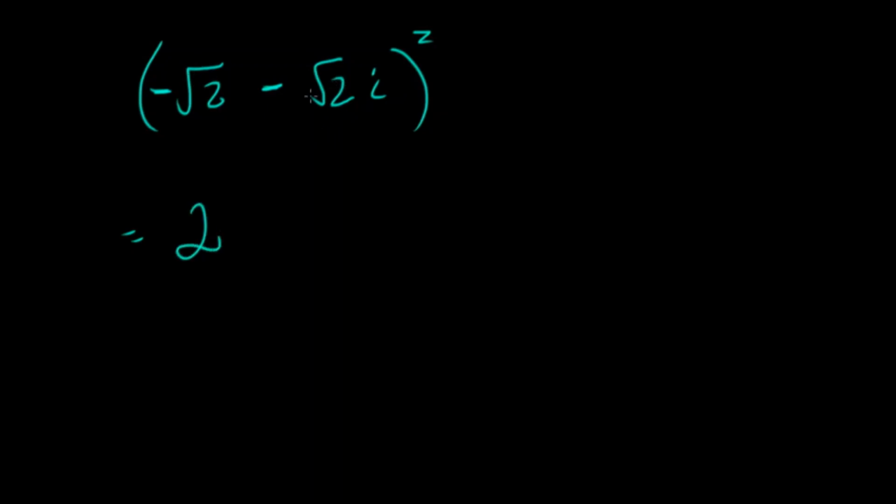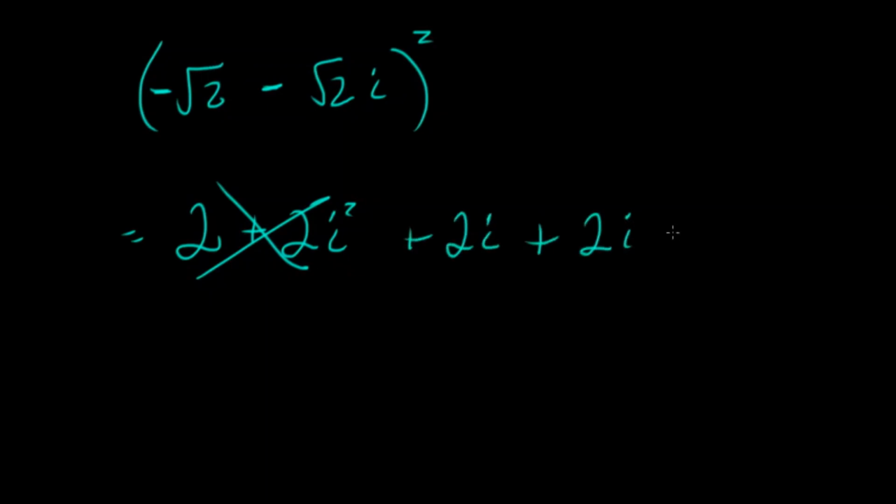Let's just do it real quick. We had negative minus root 2i squared. And I'm going to skip that intermediate step there. I'm just going to do negative root 2 times negative root 2. That's positive 2. All right, negative root 2i times negative root 2i is going to be positive 2i squared. These are going to go away again. And then, likewise, we're going to get a plus 2i and another plus 2i, and we're going to get 4i.